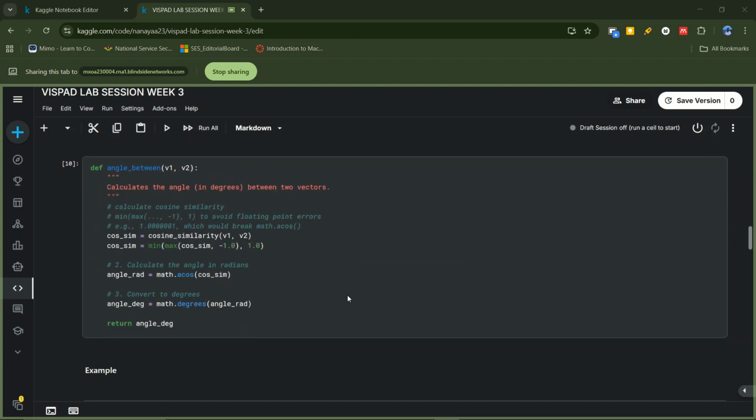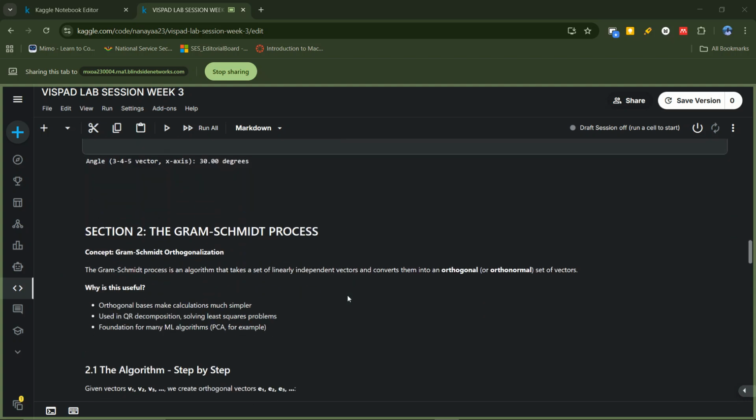Then we learned about the Gram-Schmidt process, which is also an algorithm. And we said this algorithm will take linearly independent vectors and convert them to an orthogonal or orthonormal set of vectors. So this is a brief of what we did during last week's lab.